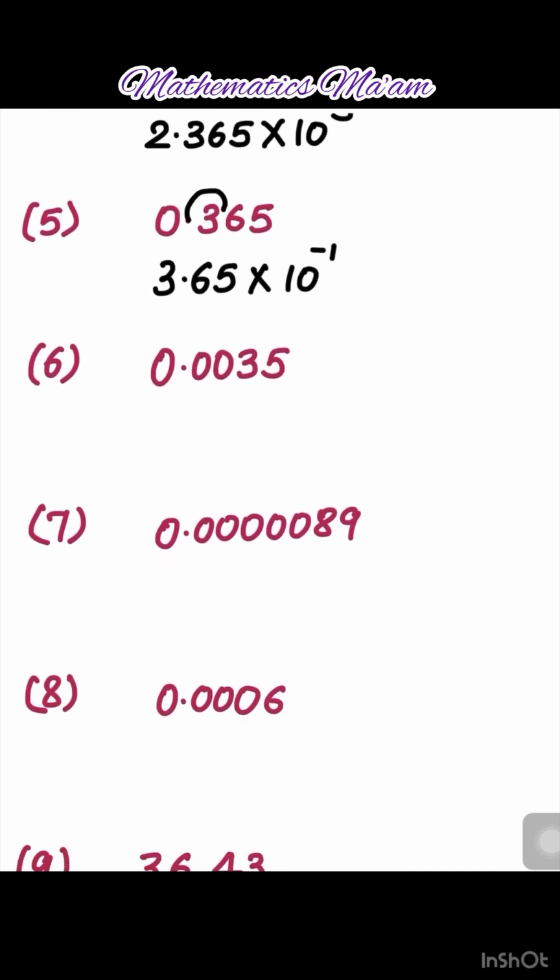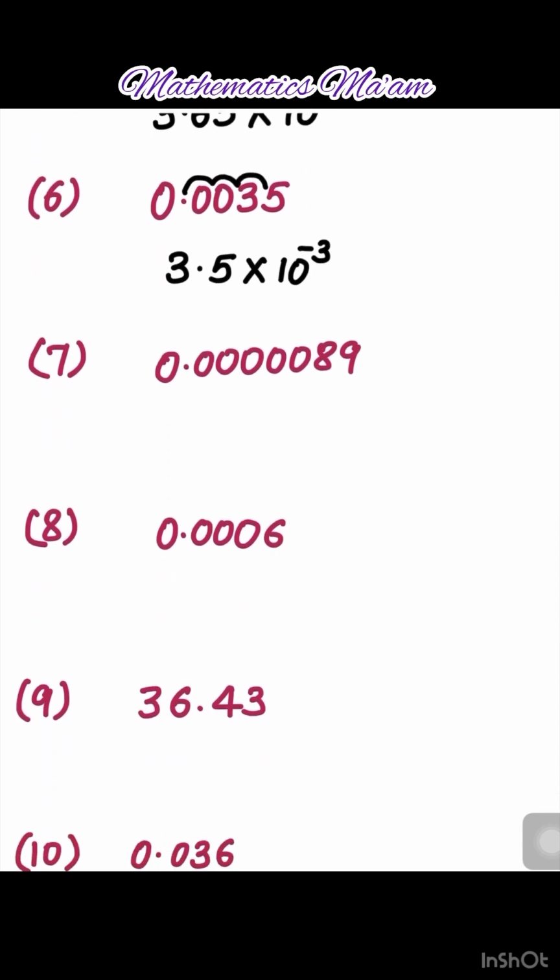Similarly, here you see you need the decimal after 3. How many places are you moving? 3 places. So you will write 3.5 into 10 to the power minus 3. 3 is for the places you moved and the negative sign is for direction. You moved left to right. That is why you're writing 10 to the power minus 3. I think you now have an idea about scientific notation.